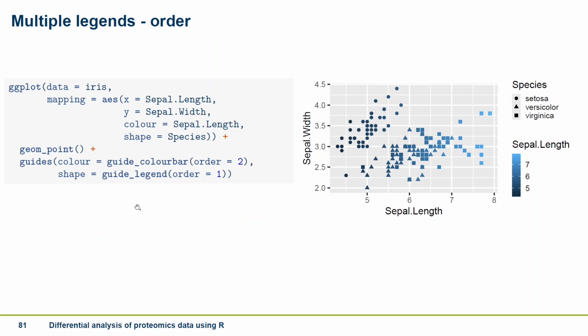You can also change the order of legends, and I don't mean the order of the items within a legend. This would be something you have to do with changing the order of factor levels, but the order of legends itself. This can also be done with the guides function. So here in the guide color bar or guide legend function, you can define the order so that every time the shape is on the first position and the color is on the second position.